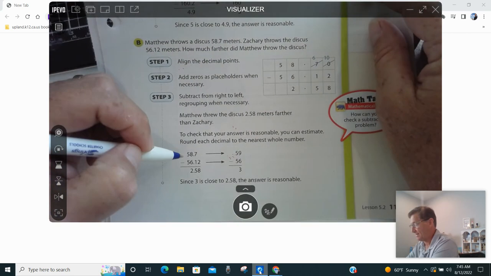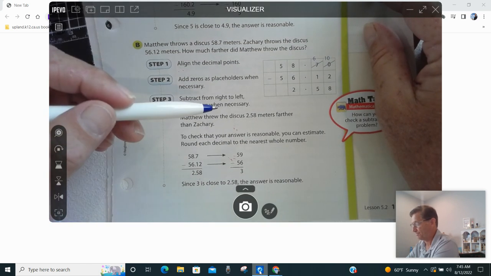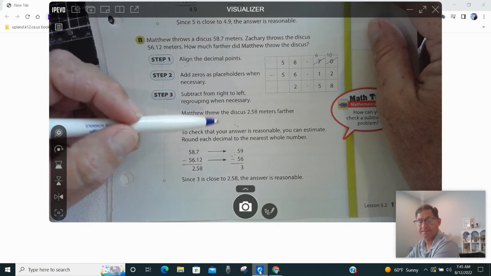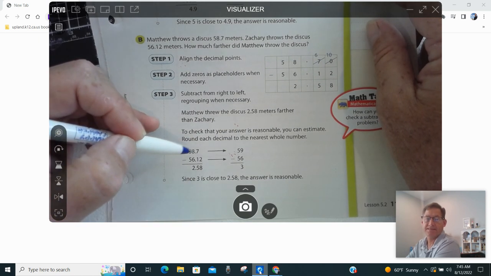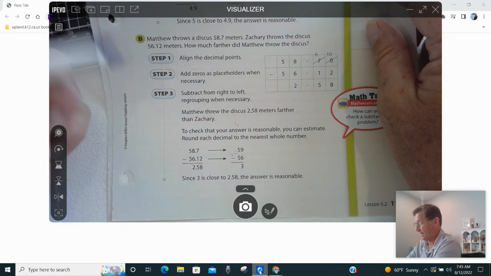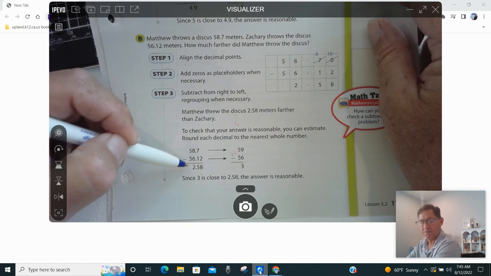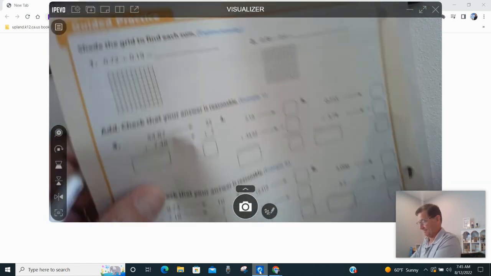If we rounded that to check our answer for reasonableness, 58 and 7 tenths is close to 59, and 56 and 12 hundredths is close to 56. So we get an answer of 3, which is close to 2.58. Right, so 116.